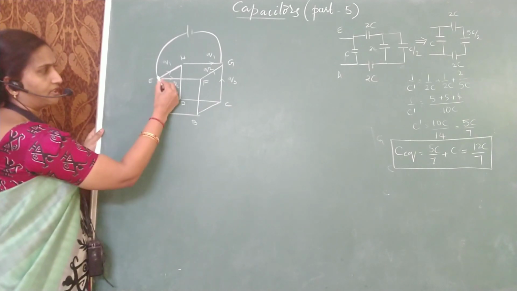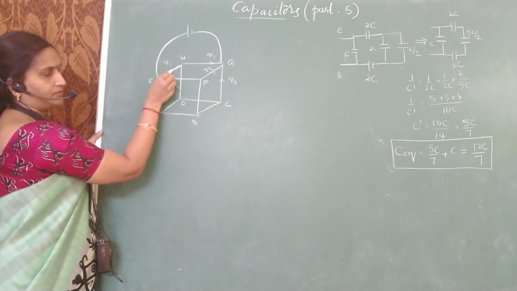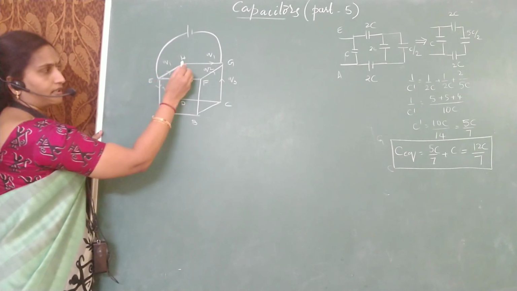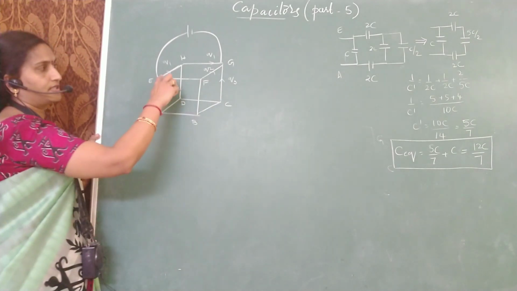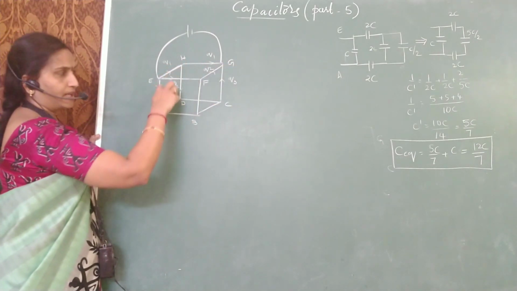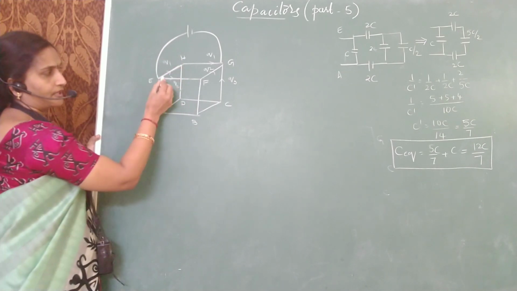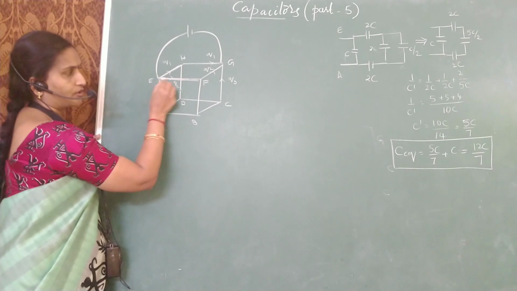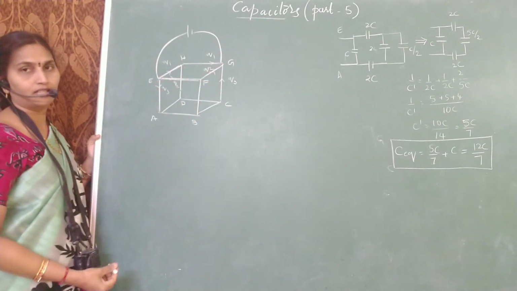Now observe the charge in this branch and this branch. What is the charge flowing from E to H? Q1. The same charge is entering from H to G. Since the same charge is flowing through this whole branch, no charge is passing through this vertical line. Similarly, look at this junction, Q2 and Q2. So no charge is flowing through this vertical line.